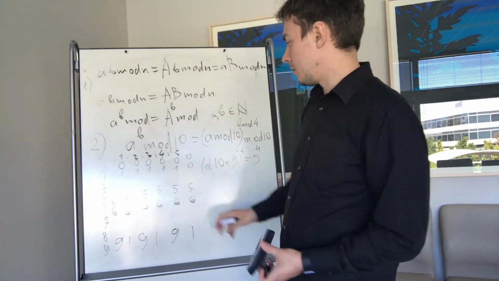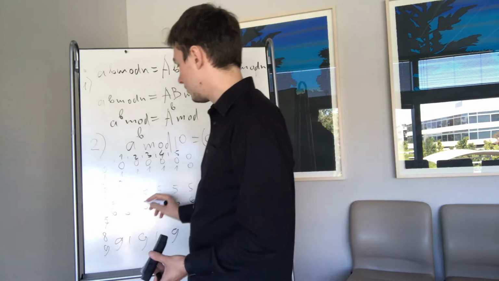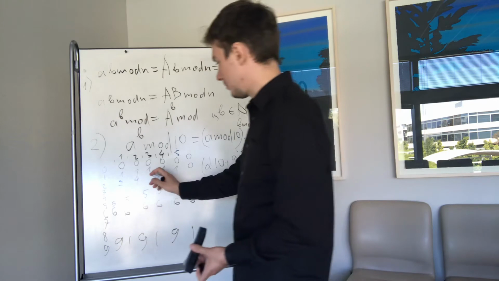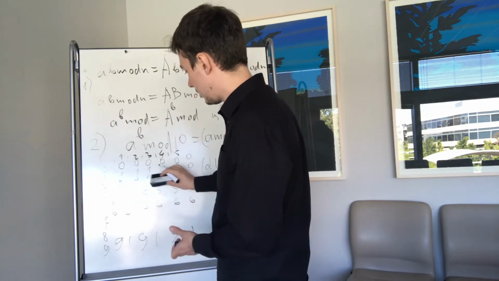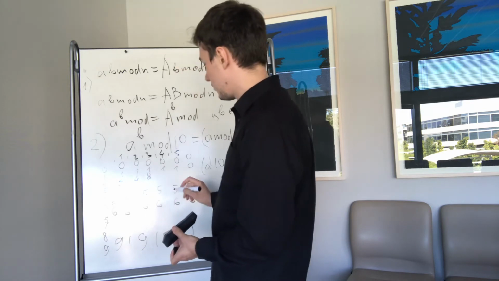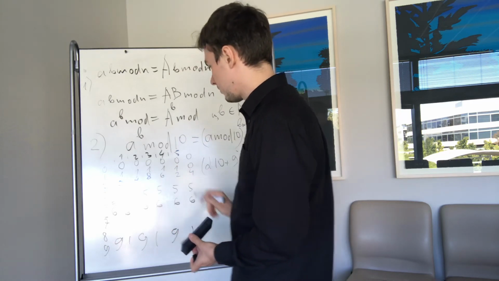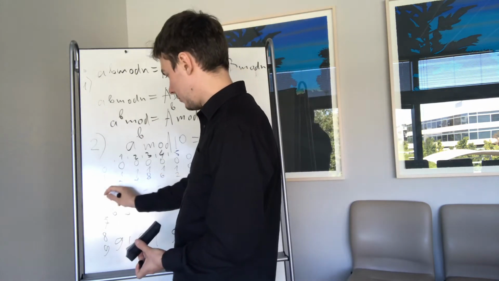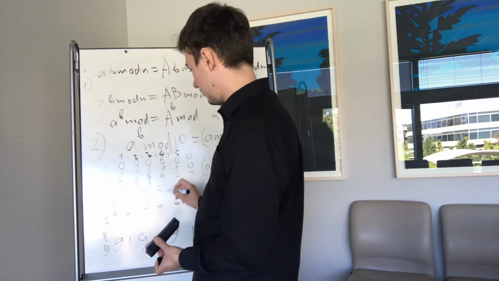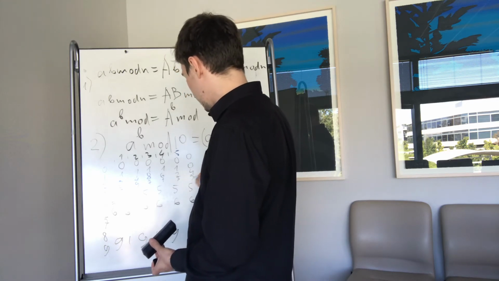Now let's fill our other part of the table. For 2: power 1 is 2, 4, then 4 times 2, 8, 6, 2, 4. For 3: 3, 9, 7, 1, 3, 9, and so on.